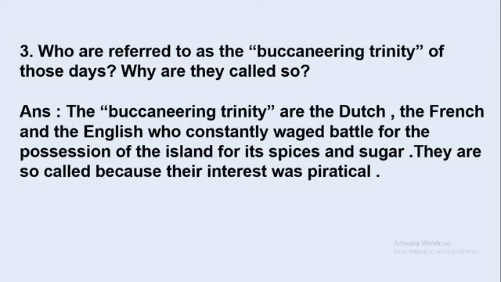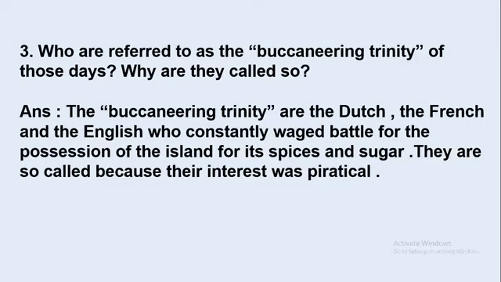So answer is, the buccaneering trinity are the Dutch, the French, and the English, who constantly waged battle for the possession of the island for its spices and sugar. Okay, so when we go through the chapter, we come to know that this phrase buccaneering trinity refers to the Dutch, the French, and the English people who were there. And they were constantly waging battle.